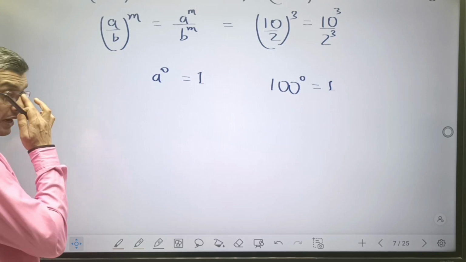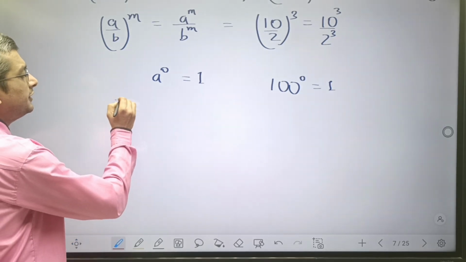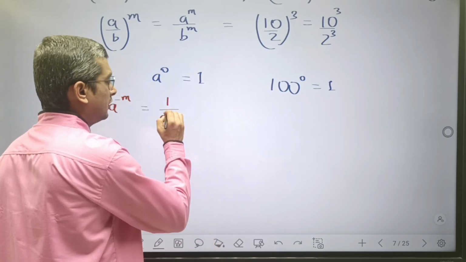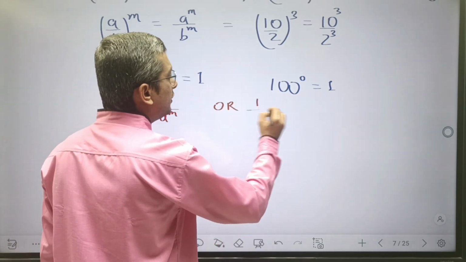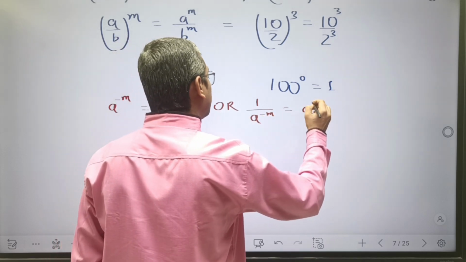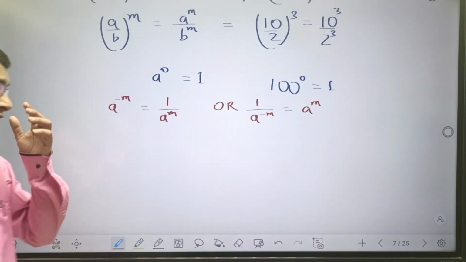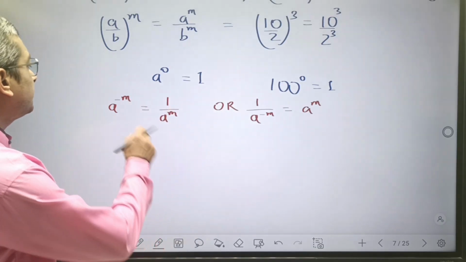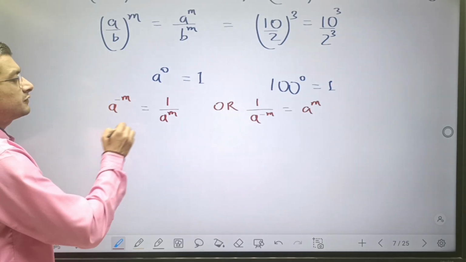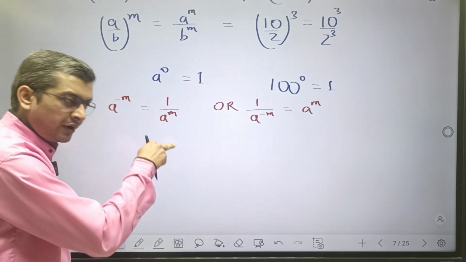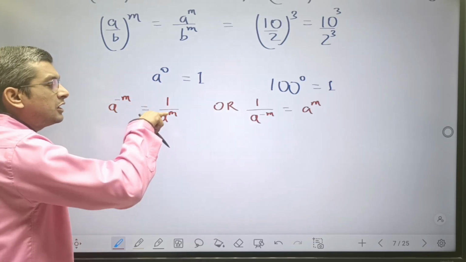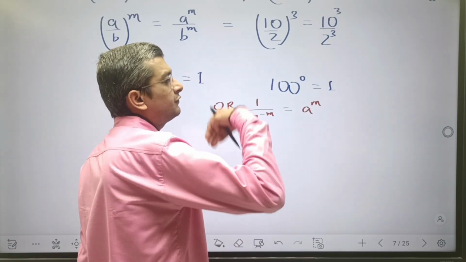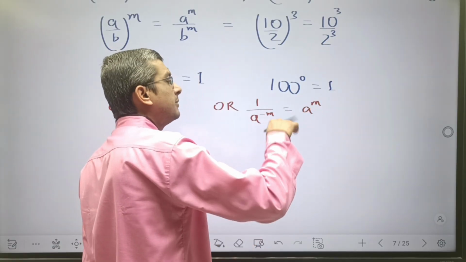Now if you put a minus sign, suppose you are writing a to the power minus m, it means that it is 1 by a to the power m. Or if you write 1 by a to the power minus m, then this will be equal to a to the power m. So you are observing that whenever you shift the term from the numerator to the denominator, you multiply the power by minus 1. Here the term is in the numerator, you shift it to the denominator, then the power gets multiplied by minus 1 and becomes positive. Here the term is in the denominator, you shift it to the numerator, and the power becomes from minus m to plus m.